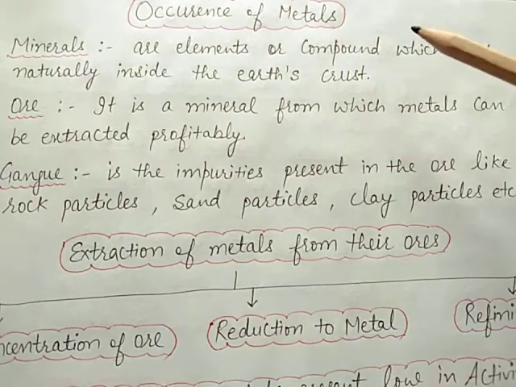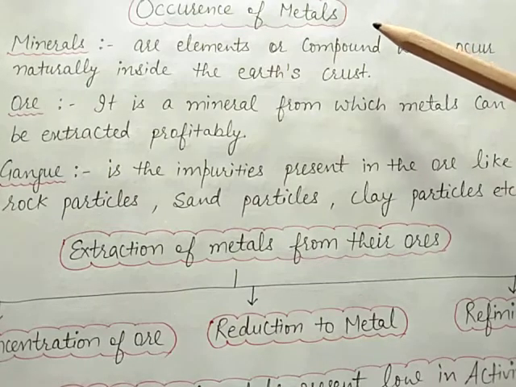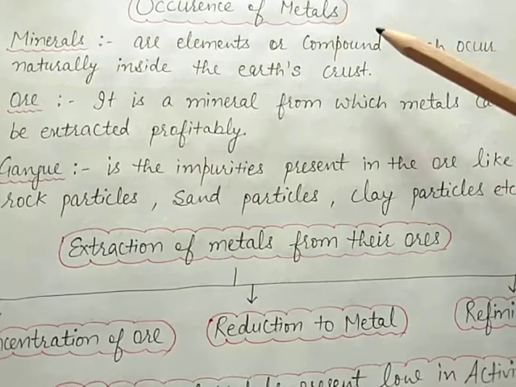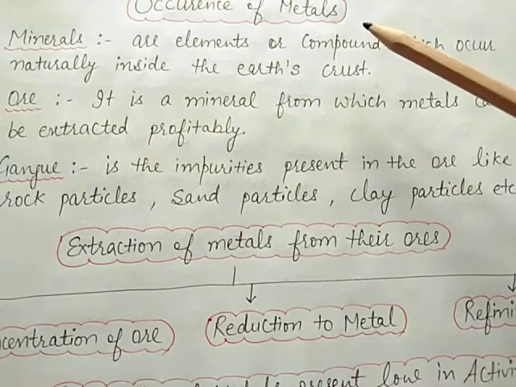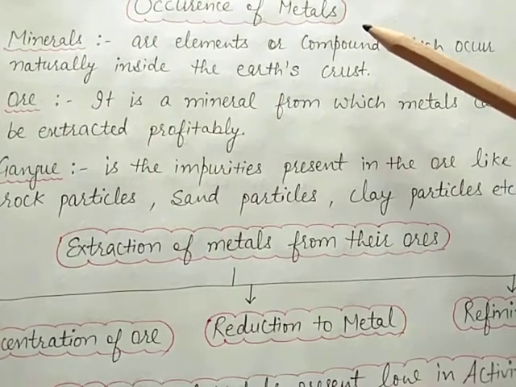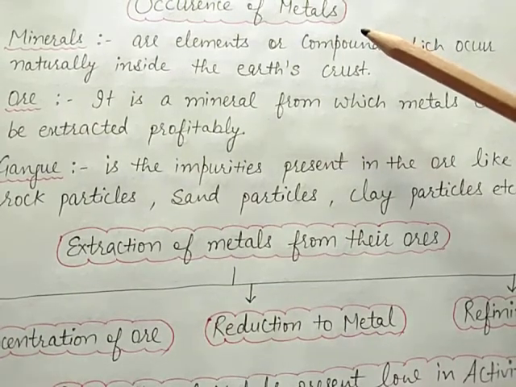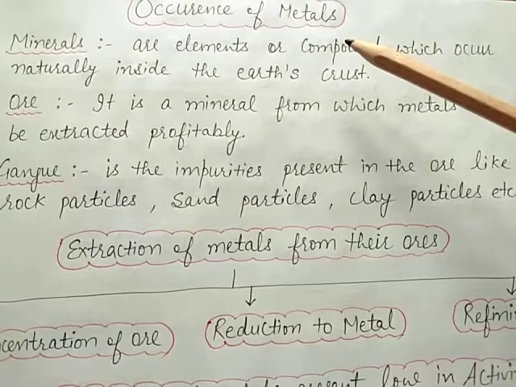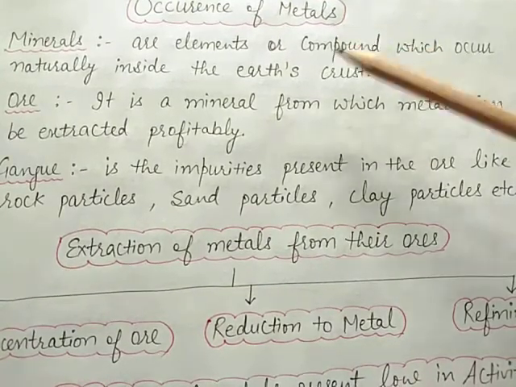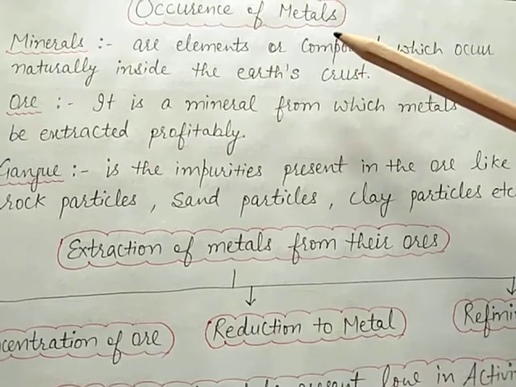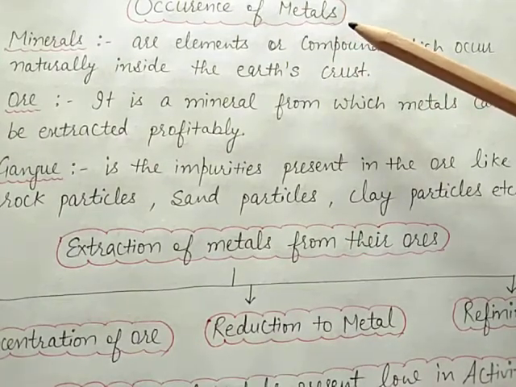Good morning, students. Today's topic is occurrence of metals. Earth is the major source of elements. Oxygen and silicon are the main elements present in the earth crust. Oxygen and silicon both are non-metals. Among the metals, aluminium is the most abundant in earth crust.